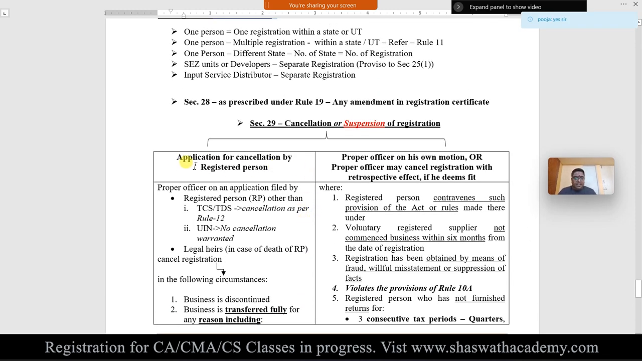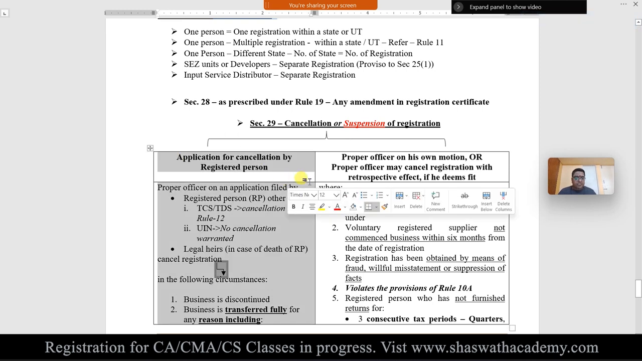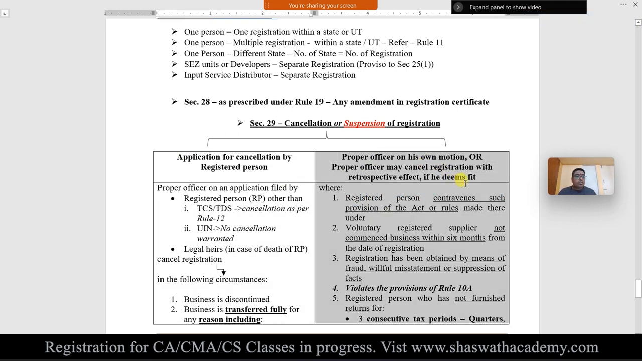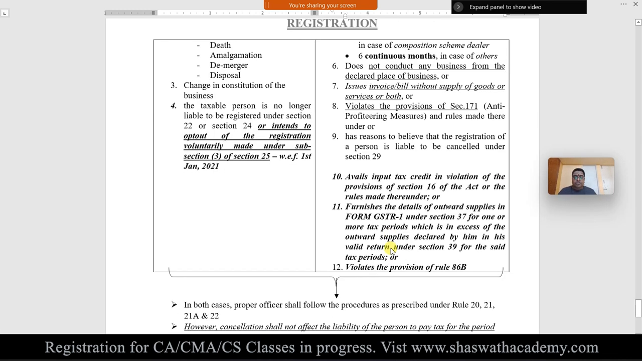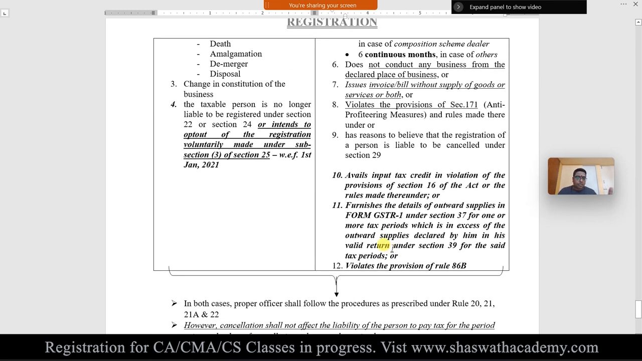Look at this, section 29: application for cancellation by the registered person, and the proper officer on his own motion, suo moto, going ahead to cancellation. My dear, it consists of somewhere around 4 plus 12, that is 16 points. These 4 points are a separate 4-mark area. These 12 points are a separate 4-mark area, wherein out of 12, if you present 7 to 8 itself, you will be given full marks.